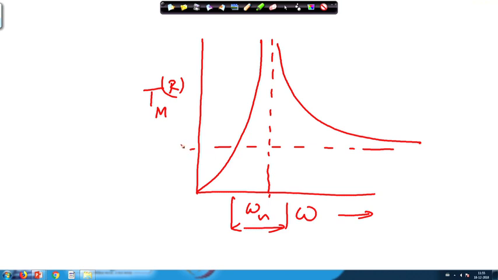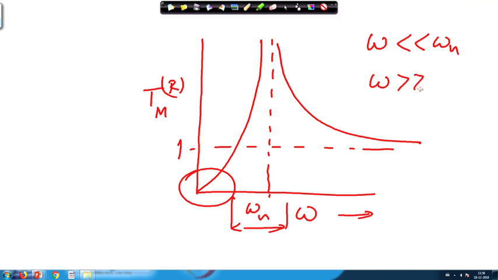In the low frequency region, T m is going to 0. That means we have a favorable situation in the low frequency condition, and remember that this is relative: omega must be very much less than omega n, that is in this zone. If omega is quite large compared to omega n, in this region, we have a different scenario: the relative transmissibility is approximately going to 1.